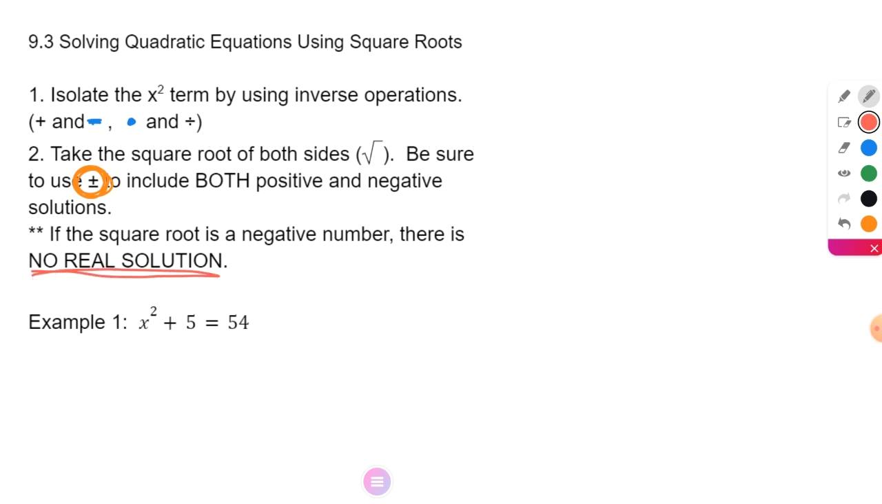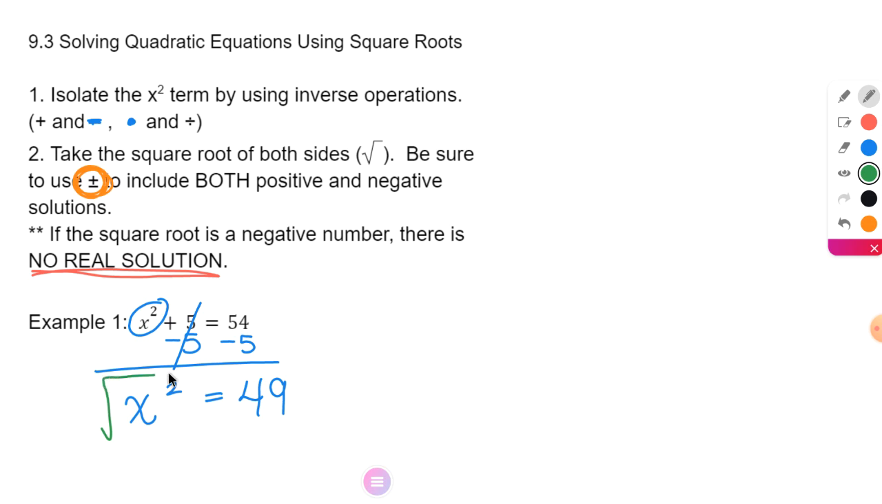All right, so step 1, we got to get that x squared by itself. So I currently see x squared plus 5, so I better subtract 5 from both sides. So x squared equals 49. All right, step 2, take the square root of both sides. So I'm going to show that I'm taking the square root, because on the left side, square and square root cancel out, so I'm just left with x. Now remember, take that plus minus sign, don't forget it.